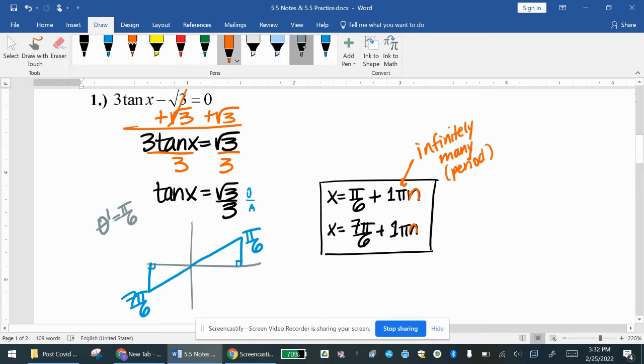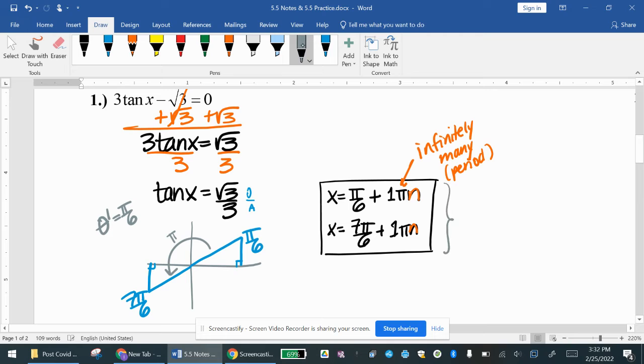However, one of the things that I want you guys to notice is that these two angles are 1/2 of a circle away from each other, which is a pi. So they're 1 pi away from each other. And if this makes sense, feel free to start doing this.